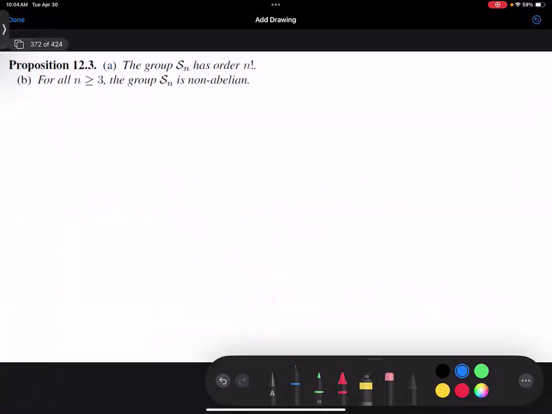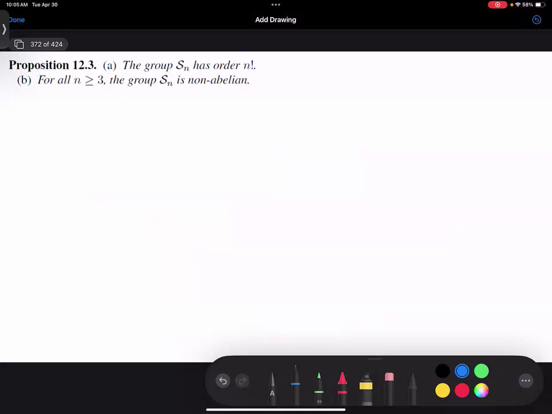So the next is proposition 12.3. The group Sn has n factorial elements. Okay, we've talked about that. The more interesting one is for all n greater than or equal to 3, the group Sn is non-abelian. What do you think is true if n equals 1 or 2? It's probably abelian the way it's stated, right?